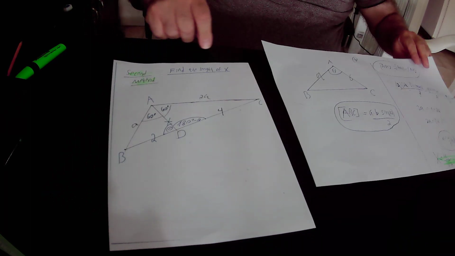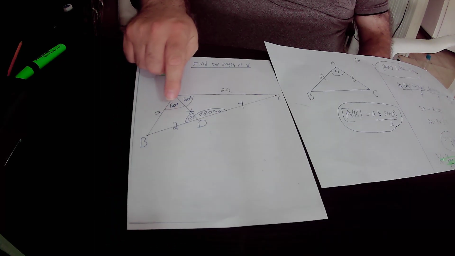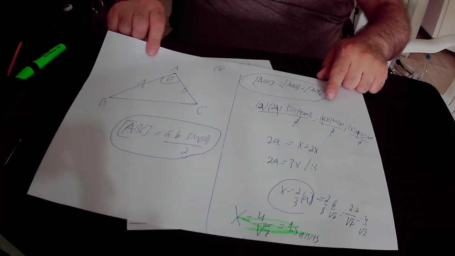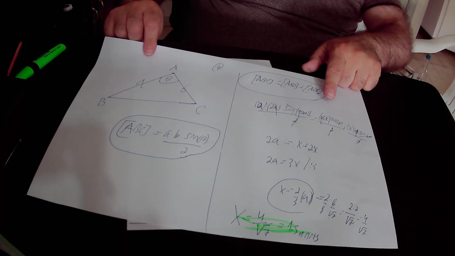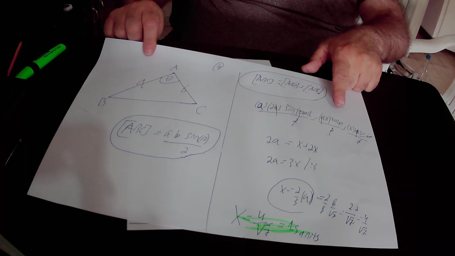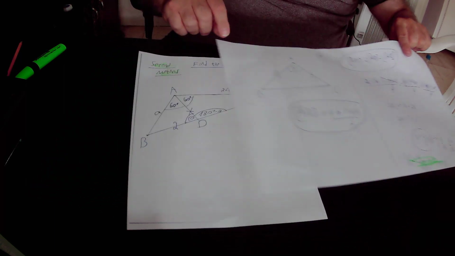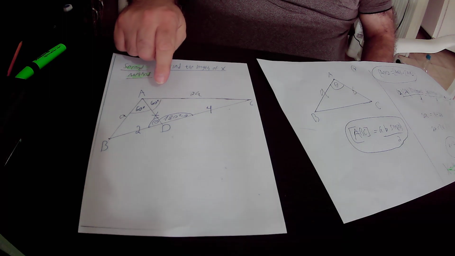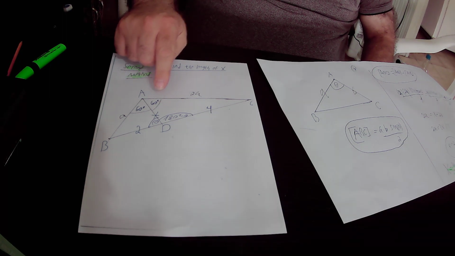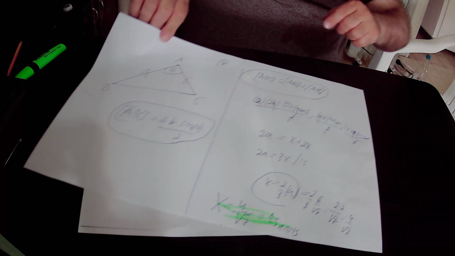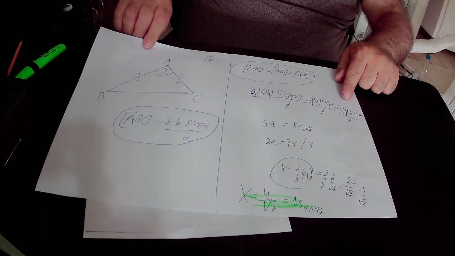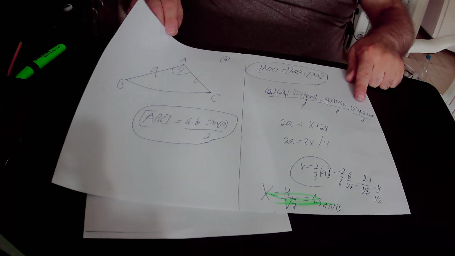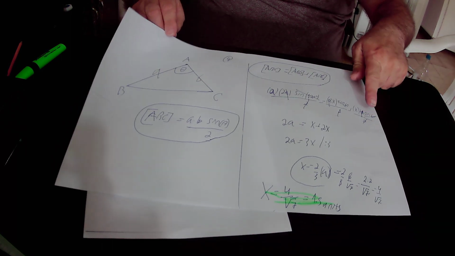And this is equal to the area of triangle ABD, that is A times X times sine 60 degrees over 2, plus the area of triangle ADC, that is 2A times X times sine 60 degrees over 2.